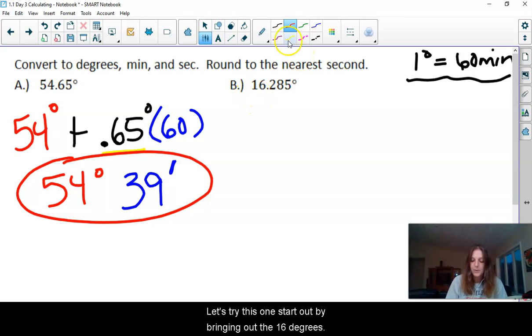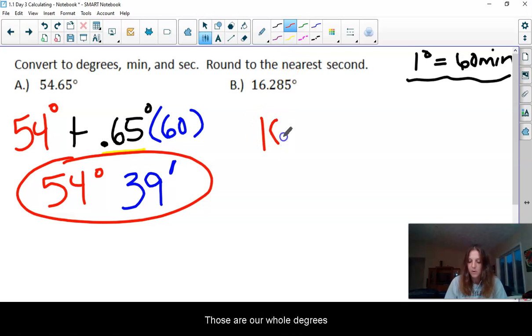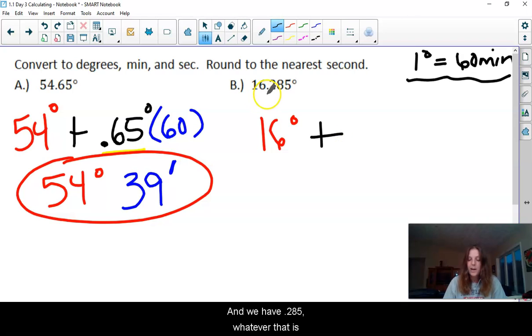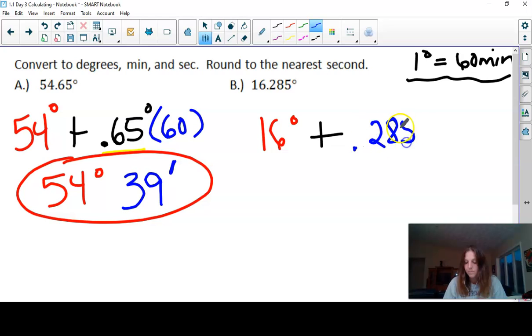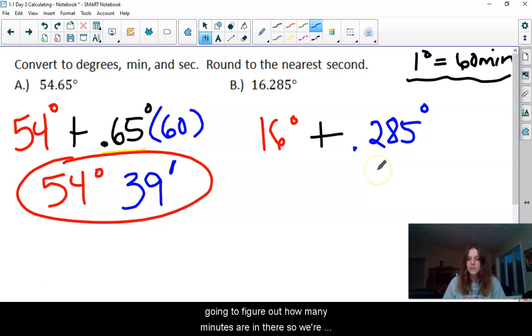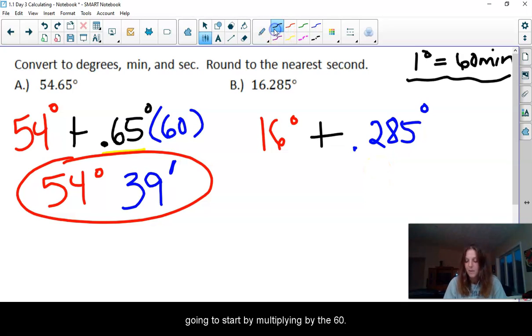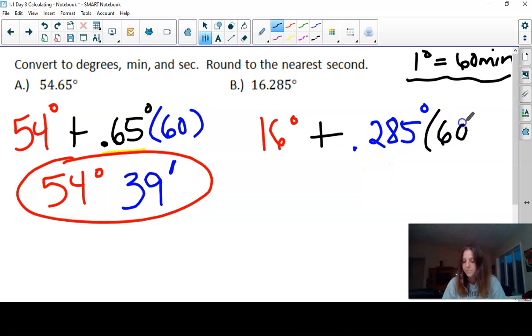Start out by bringing out the 16 degrees. Those are our whole degrees. And we have 0.285, whatever that is. That will be our part of a degree. So we're going to take this part of a degree and we're going to figure out how many minutes are in there. So we're going to start by multiplying by the 60.